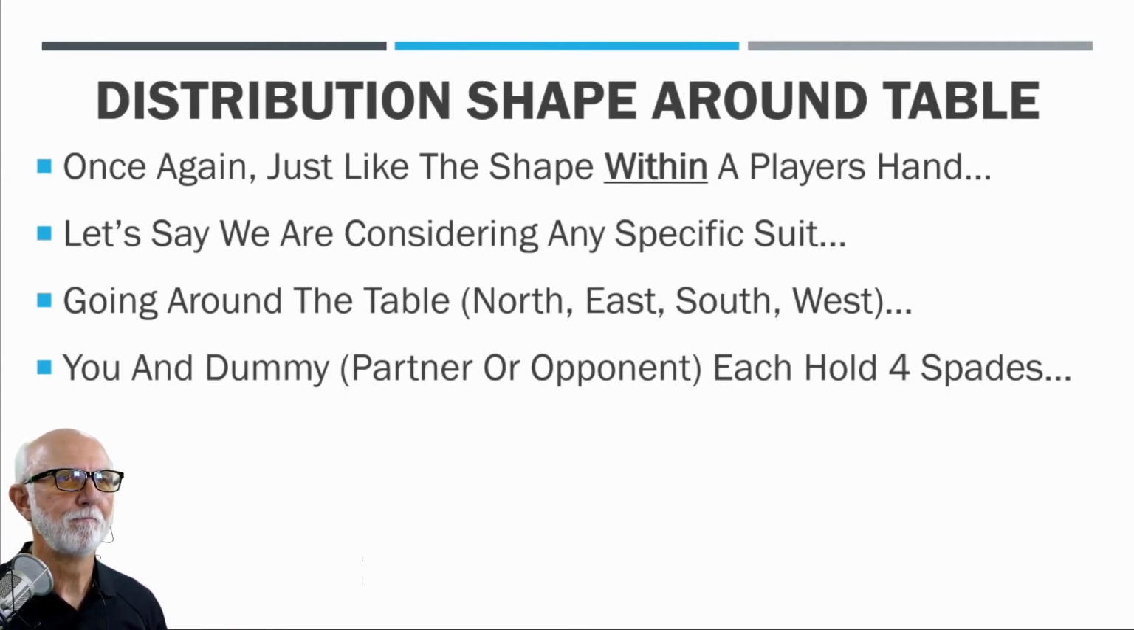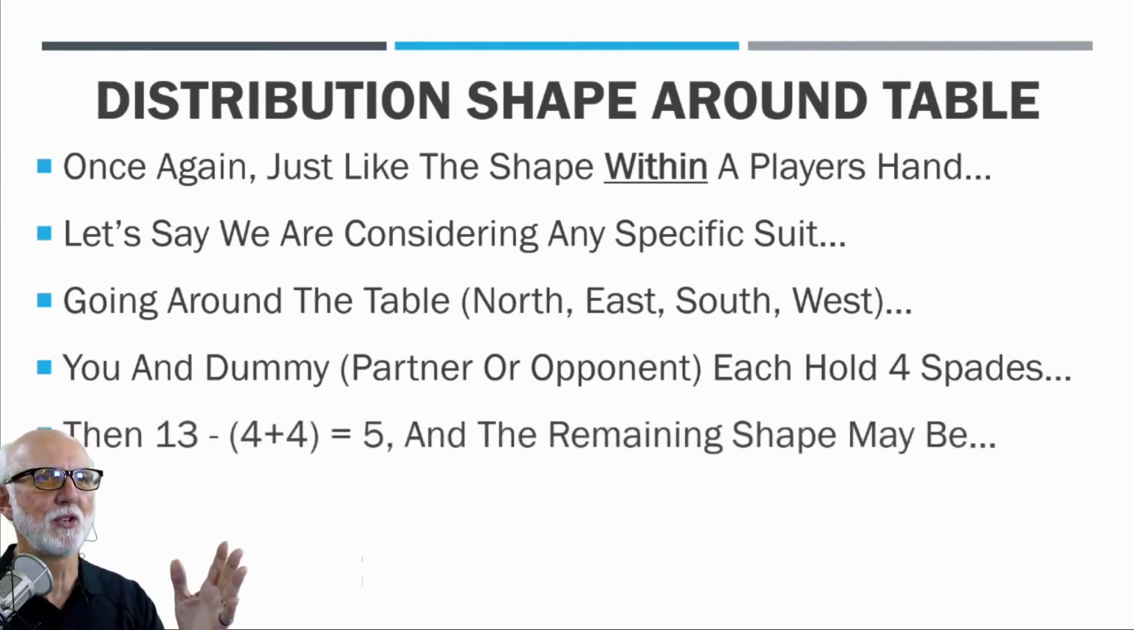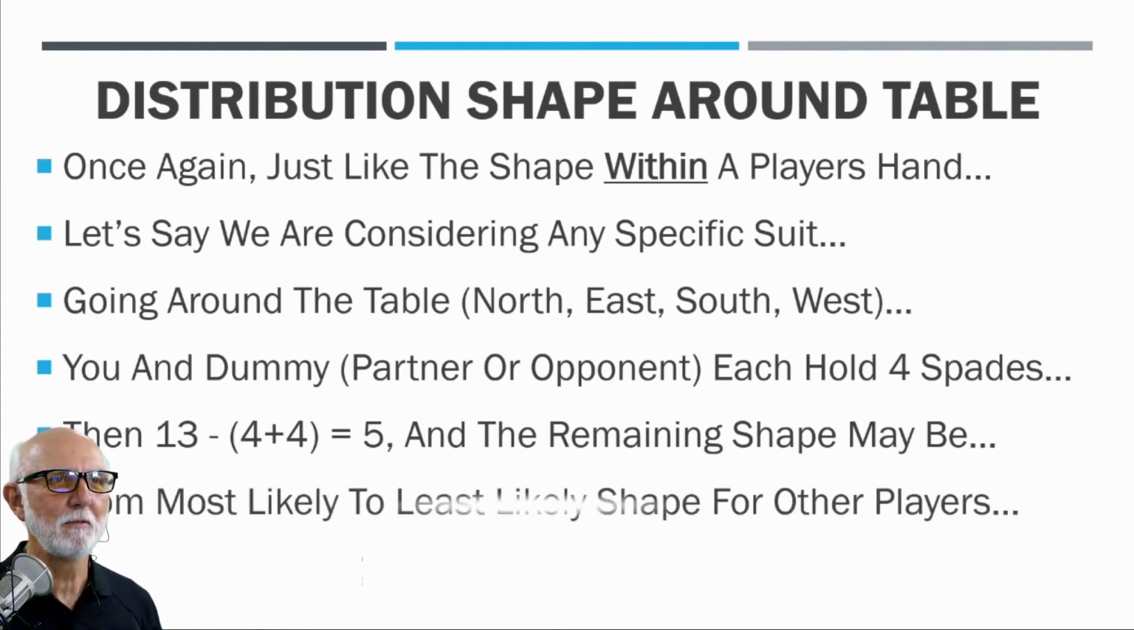Okay. So far, so good. 4-4 in the spade suit, the master suit. Then 4 plus 4 from 13 is 5. Okay, sure. And the remainder of the shape may be from most likely to least likely. Go ahead and be thinking about that in your mind. Here we go.